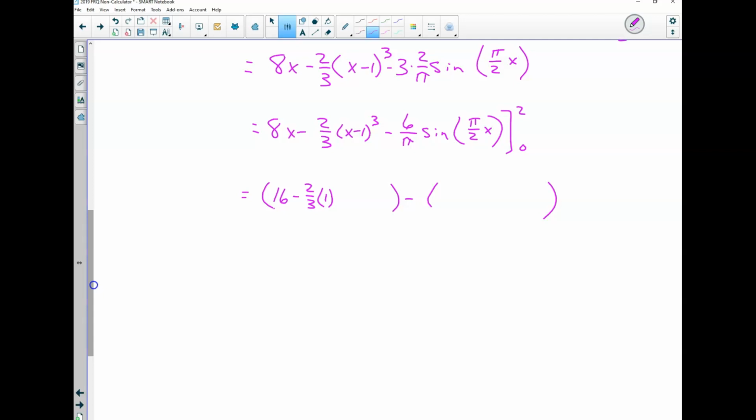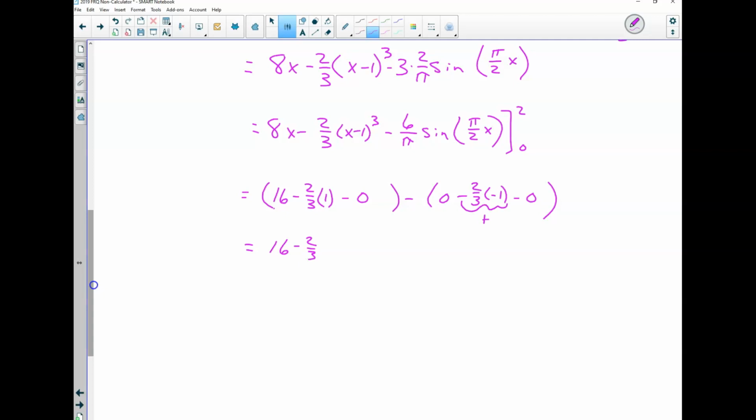Put my 2 in here. What's the sine of pi? 0. Don't care, so this is minus 0. Then I put my 0 in here, I get a 0. Minus, if I put a 0 in here, I have 2/3 times negative 1 cubed, which is negative 1. And if I put the 0 in here, the sine of 0 is 0, so I get a minus 0. This is going to give me 16 minus 2/3.